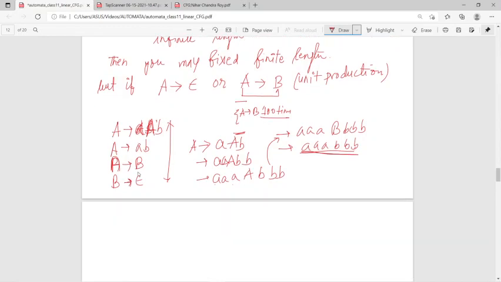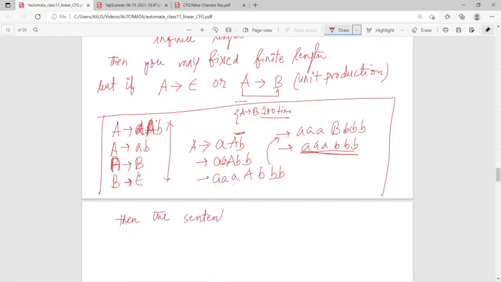So the thing is that, what we can say, if this A equals epsilon or A belongs to B, that means unit productions, then the sentential form may not shrink, may not shrink, and it is never possible that when it stops, we don't know when it stops.